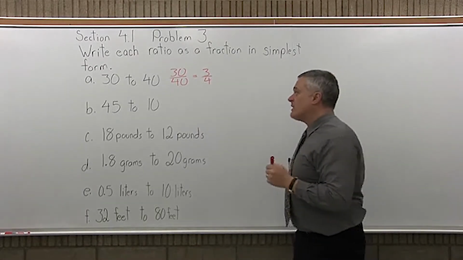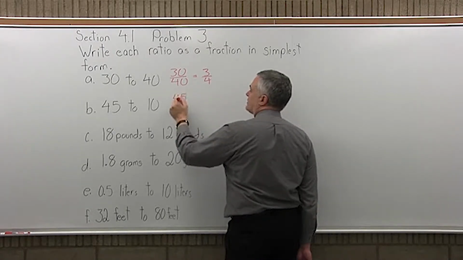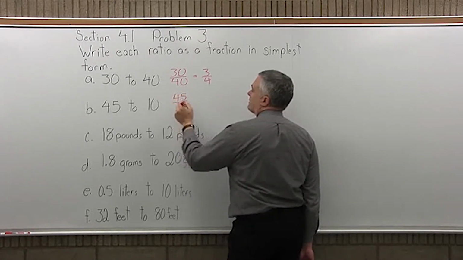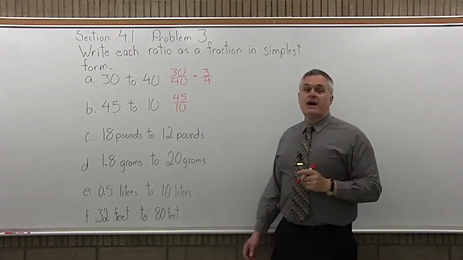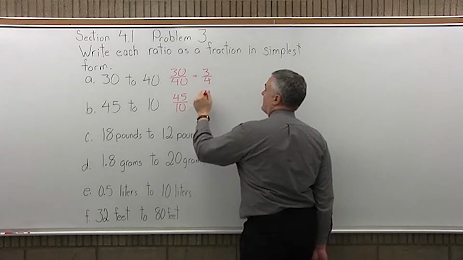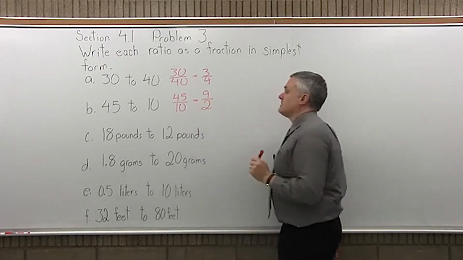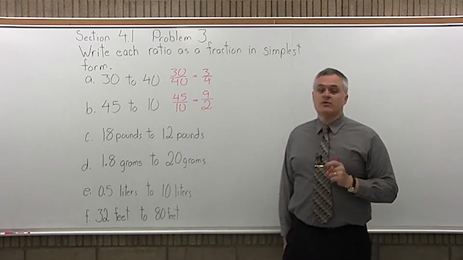The next one, 45 to 10. As a fraction, it would be 45 over 10. And they can be reduced. 5 divides into both evenly. 5 will divide into 45 9 times, and 5 will divide into 10 2 times. So in simplest form, 9 over 2.